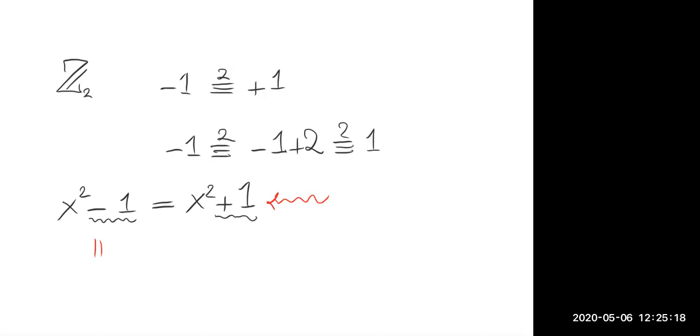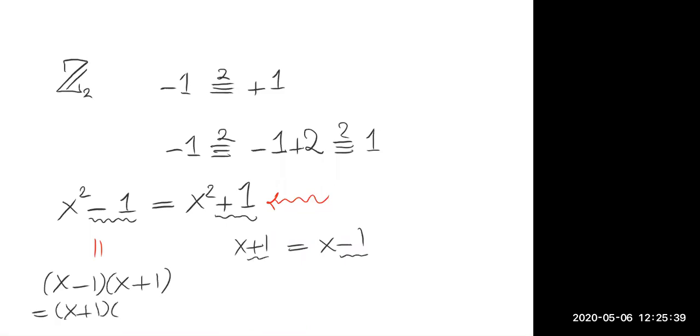And then you can see x squared minus 1 can be written as x minus 1 times x plus 1. But again, it really doesn't matter if we write x plus 1 or x minus 1, because minus 1 and plus 1 are equal here. So here x minus 1 is equal to x plus 1. So it's just multiplication of x plus 1 by itself, or x plus 1 by x minus 1. So it is reducible. Let's look at another example.